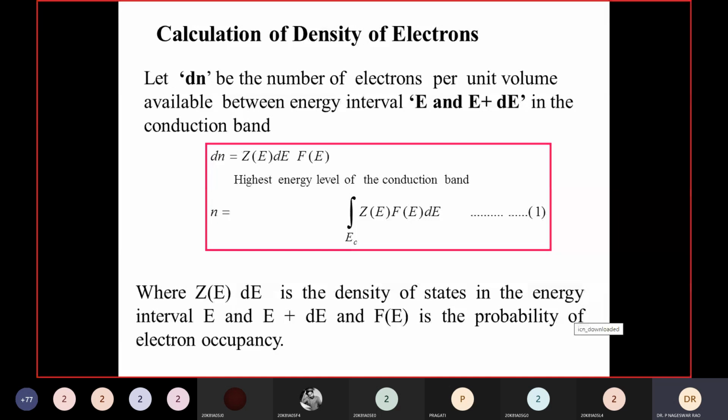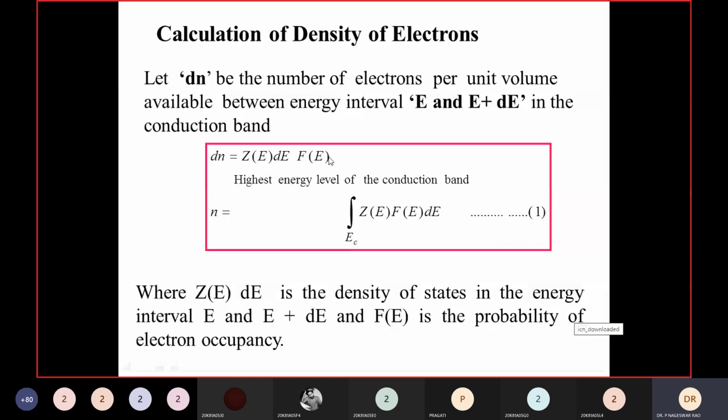So now, for a particular energy range, how many electrons will be there? Density of electrons we will calculate, that is dn. If you integrate it, you can get the total number of electrons. Here Z of E dE is the density of the states. F of E is the probability of finding the electron, which we calculate by using the Fermi-Dirac function.